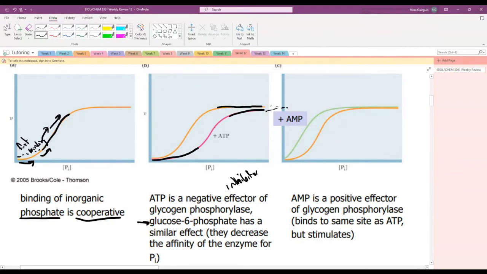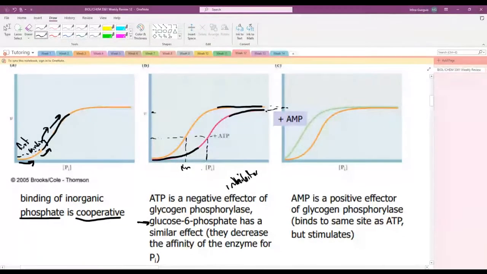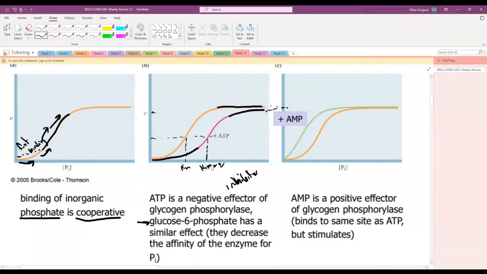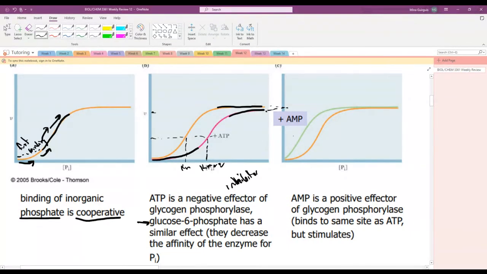So if we think about Km, and I know you guys are probably tired of hearing about Km, but if we approximate, Km for the regular curve would be here. Km for the curve with the inhibitor would be here, plus inhibitor. And since Km is a measure of affinity and specifically has an inverse relationship with affinity, what it's saying is that with an inhibitor, we have a lower affinity for inorganic phosphate. Okay. All right.